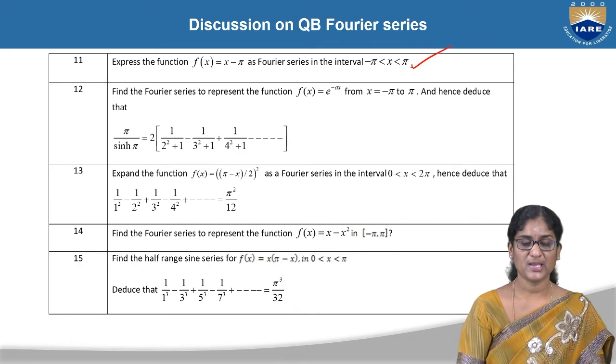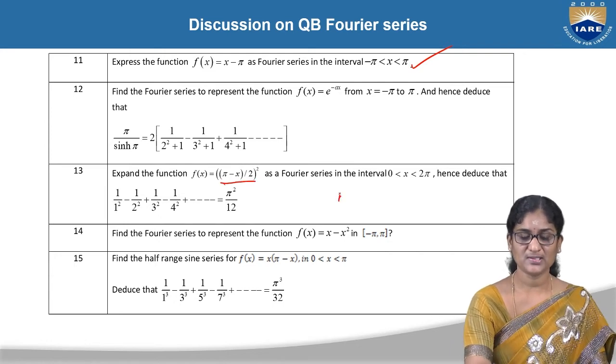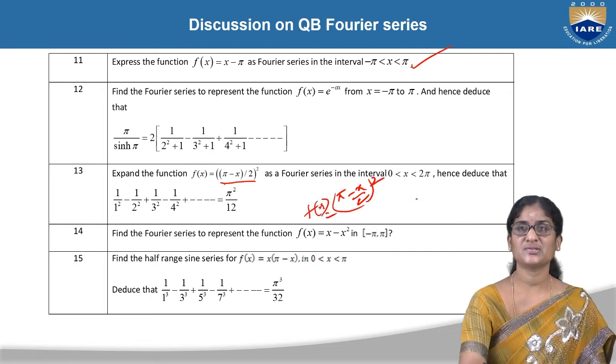Next, 13th question. Expand f of x is equal to pi minus x by 2 whole squared as a Fourier series in the interval 0 to 2 pi, and hence deduce that 1 by 1 squared minus 1 by 2 squared plus 1 by 3 squared minus 1 by 4 squared, and so on, is equal to pi squared by 12. What is the function here? It is pi minus x by 2 whole squared. f of x is equal to that, and what is the interval chosen here? The interval is 0 to 2 pi.